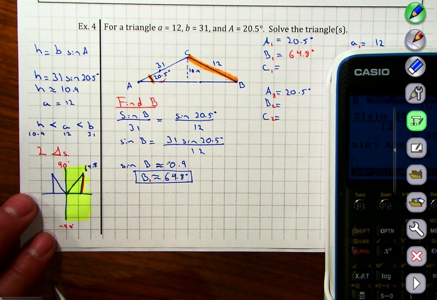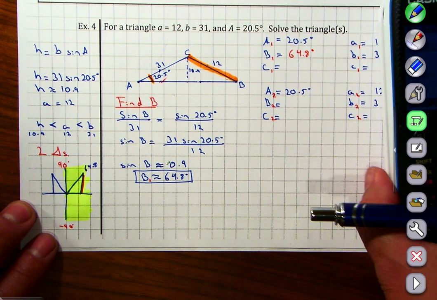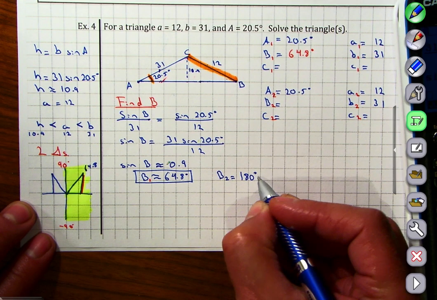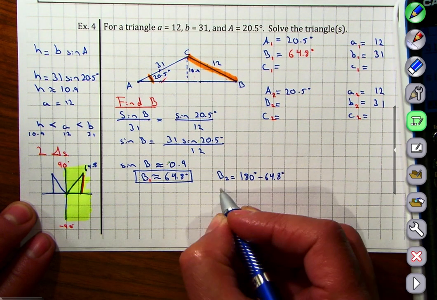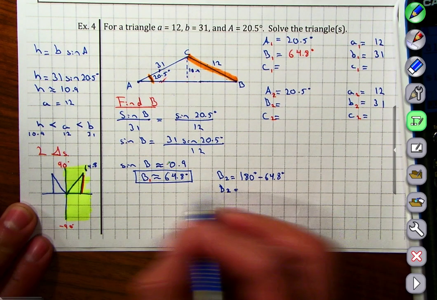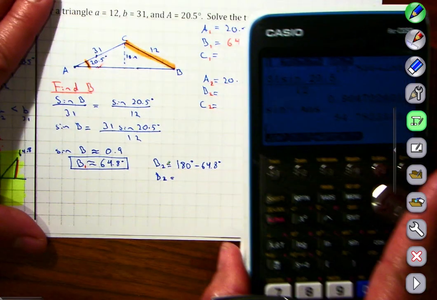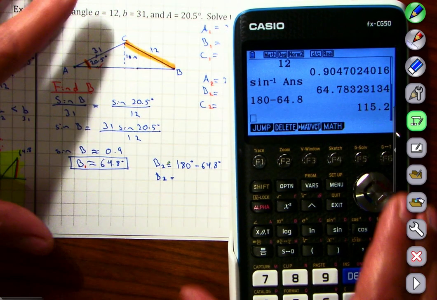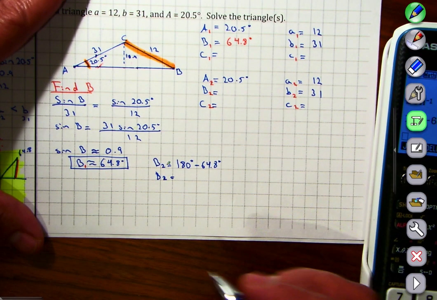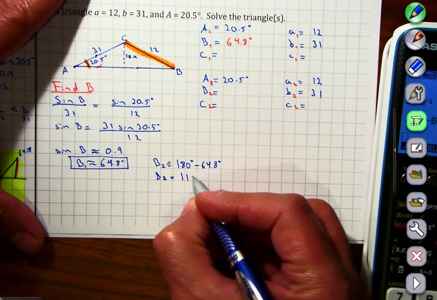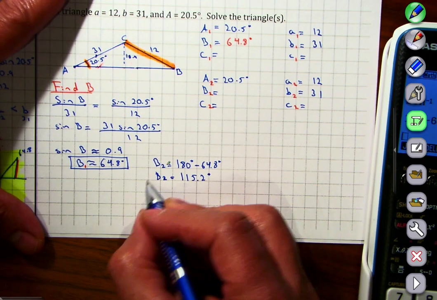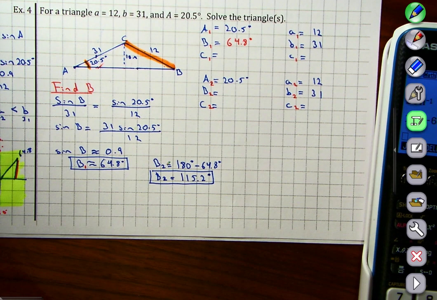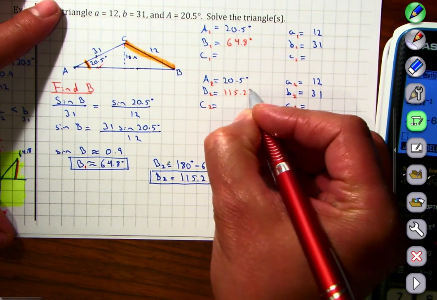So how can I find that? To be able to find your other angle, B2, it will always be 180 degrees minus 64.8. But most of the time we do it logically, just like we've done before. And that gives me 180 minus 64.8. But you can always just do 180 minus, since we are always using the law of sine. And that gives me 115.2 degrees. So therefore, this is 115.2 degrees.